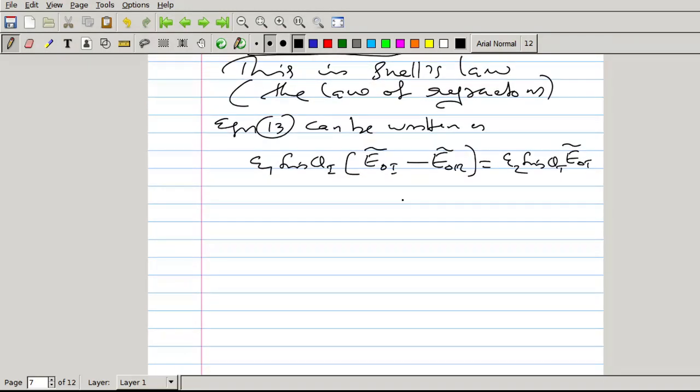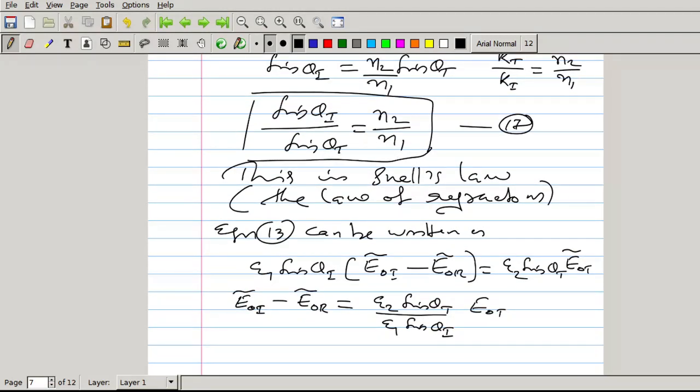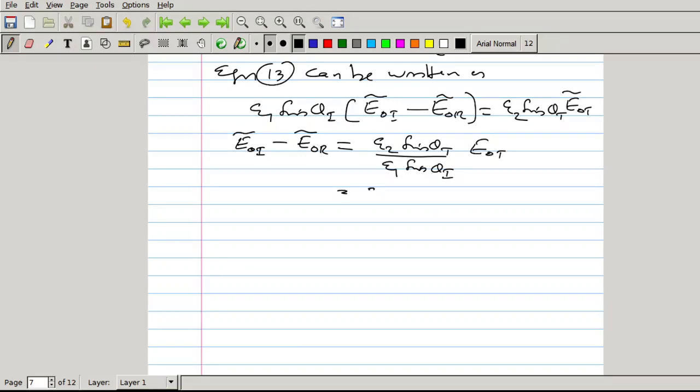And I can simplify this equation. E0I minus E0R is equal to, on the right hand side, epsilon two sine theta t by epsilon one sine theta I into E0t. Sine theta t by sine theta I is n1 by n2, since sine theta I by sine theta t is n2 by n1. So we can write this as epsilon two n1 by epsilon one n2 into E0t.